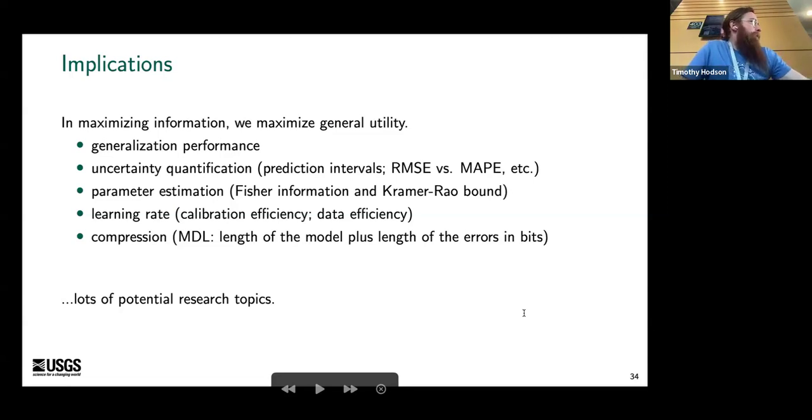And in the paper, again, I don't really prove anything. I just give this toy demonstration and then talk about some of the potential implications. The first is just generalization performance. That was the initial motivation in AIC. I'll leave it at that, but many of these other concepts will tie in.